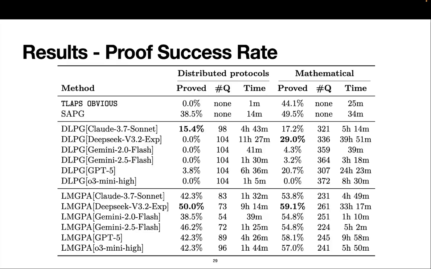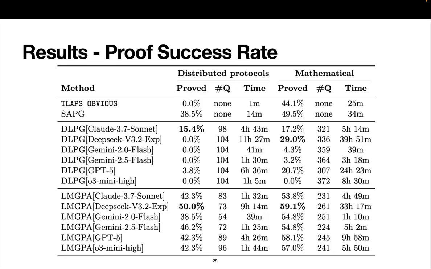only proves 29%. With Gemini 2.0 Flash, LLM-GPA proves about 55%, but the DLPG with the same model only proves 4%. And for O3 Mini High, DLPG proves 0% of the theorems, but the LLM-GPA still managed to prove more than 50%. For the distributed protocol benchmark, we observe a similar trend.